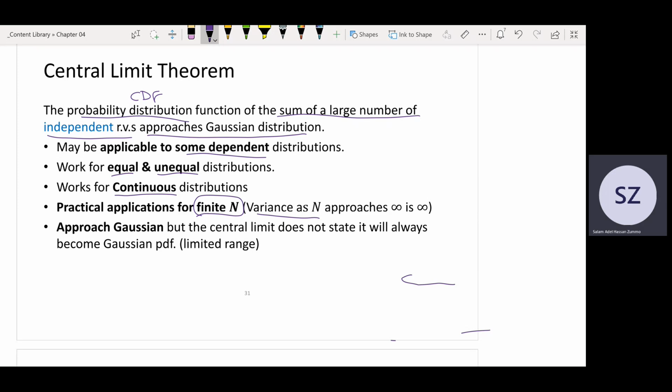So when we say here it approaches Gaussian, nobody says it is Gaussian. It approaches means that as the number increases, it becomes closer and closer to a Gaussian. And because of that, the noise in all electric circuits is usually modeled as a Gaussian distribution, because it's a sum of a large number of independent random variables.